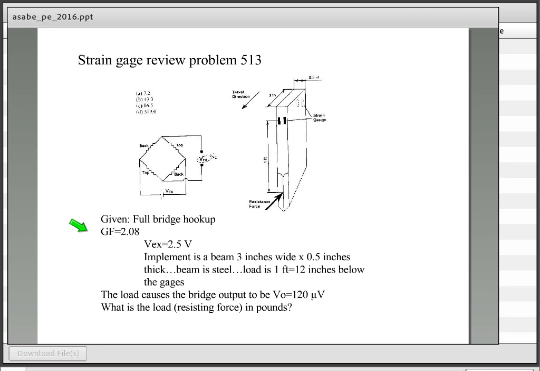And so what we're looking for is, we're being told that the load causes the bridge output, the imbalance in the bridge once we put a load on it, to be 120 microvolts. And we want to know what is the load in pounds force on this particular shank implement. That's 1 foot from the strain gauge where we're applying a load. We have strain gauges on the front side, and gauges in the back. This thing would be in bending.